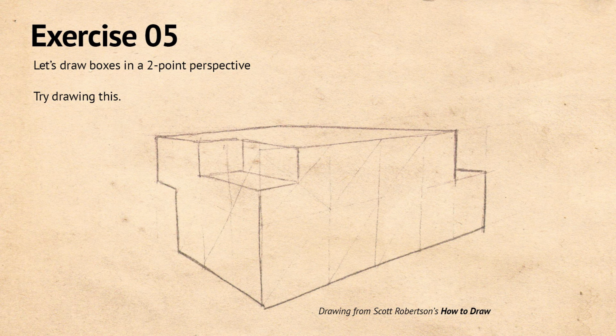Alright, next up, exercise 5. Let's draw this slightly more complex looking box in a 2-point perspective. For this one, I will not do a demo. Try it out on your own, and I'll see if you can absorb what I've just taught you. Just a tip, for this particular box, the vanishing points are located outside the canvas.